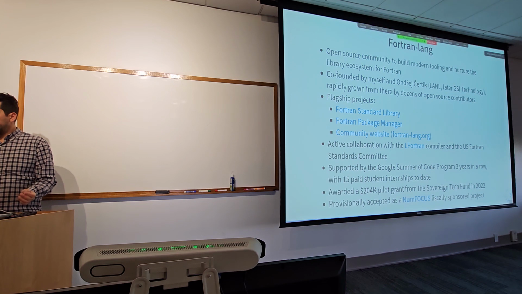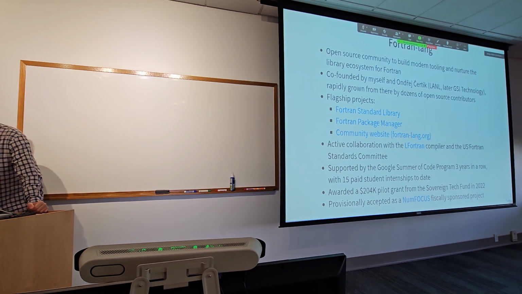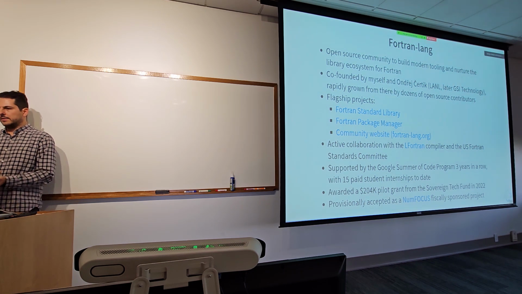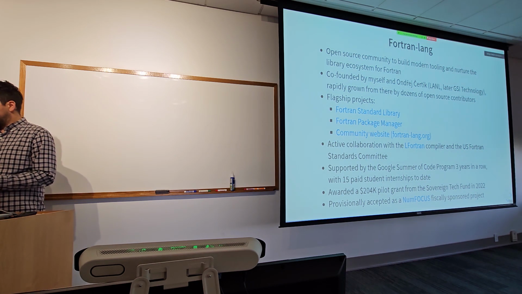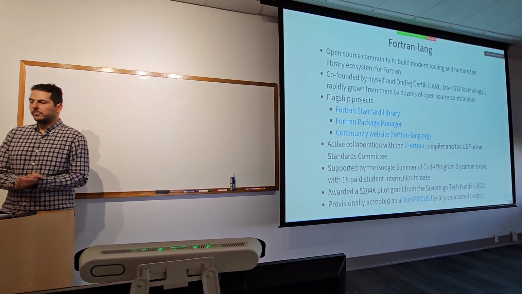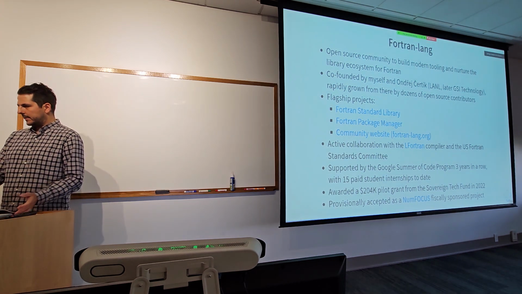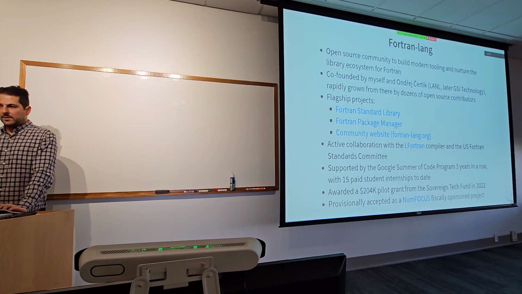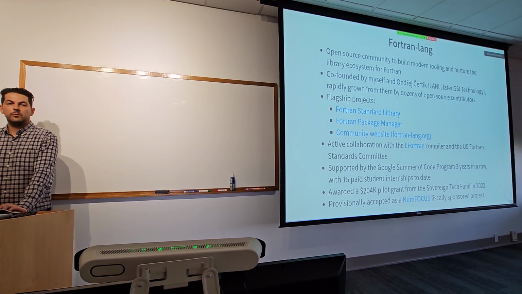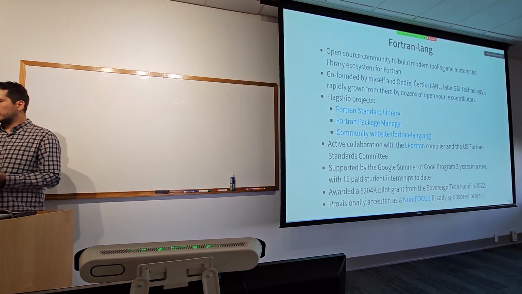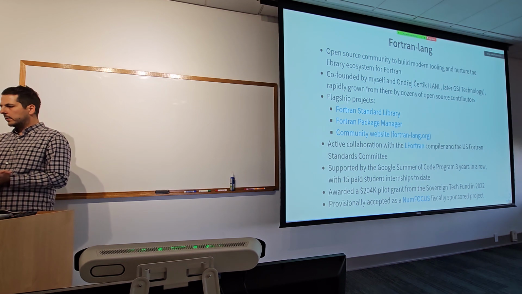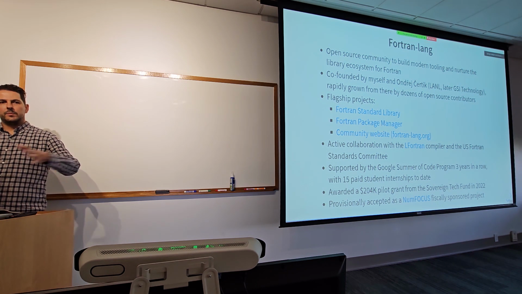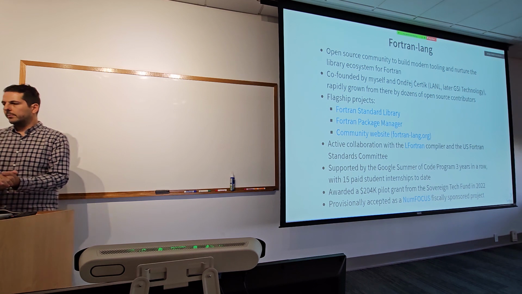So these are some of our flagship projects: the standard library, the package manager, and the community website. We have an active collaboration with the Fortran compiler, which is a new compiler that targets multiple architectures, and also the standards committee, which I'm also an alternate member of, thanks to the invite from Gary Klimovitz at the time of NVIDIA. It's been supported by Google Summer of Code 3 years in a row, 15 paid student internships to date, and last year it was awarded a $200K pilot grant from the Sovereign Tech Fund to further these tools. So this just shows you an impact that open source communities have when you provide a space for people to collaborate on the same problem.